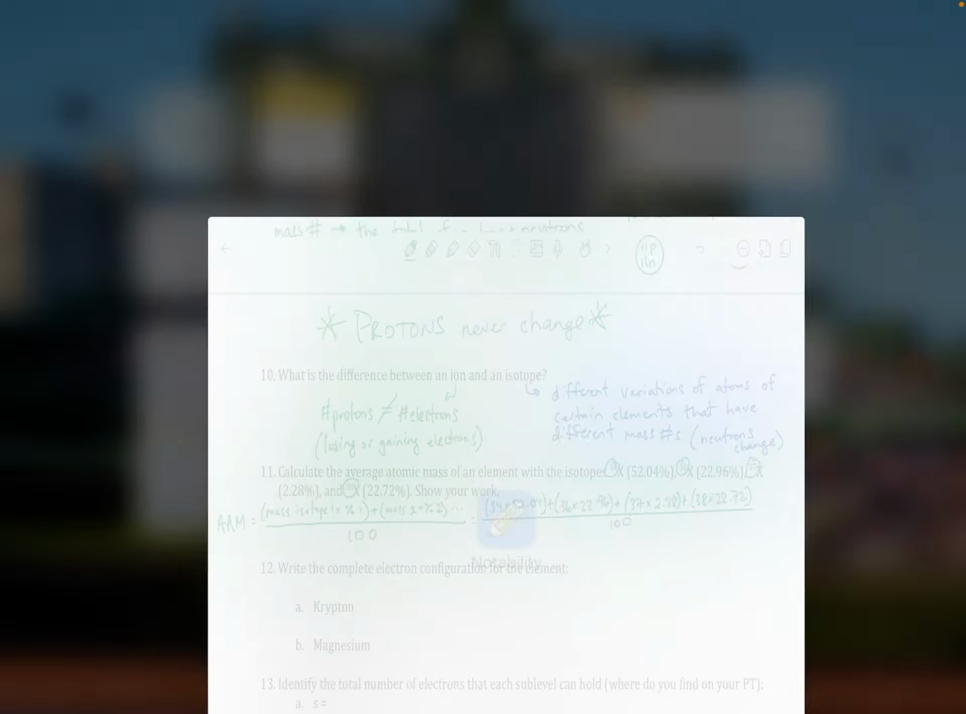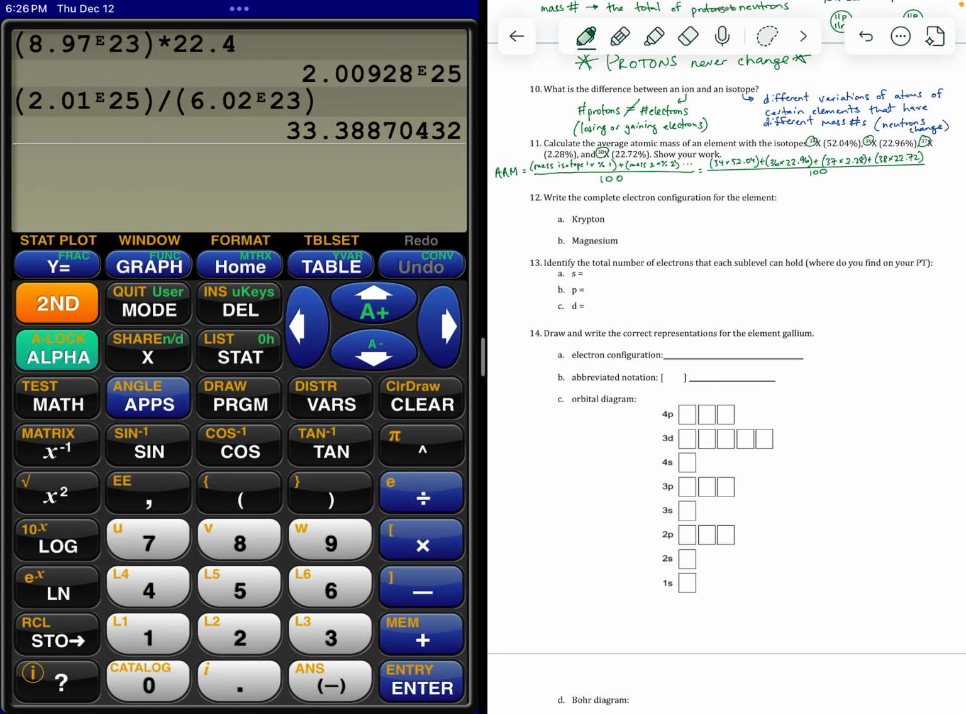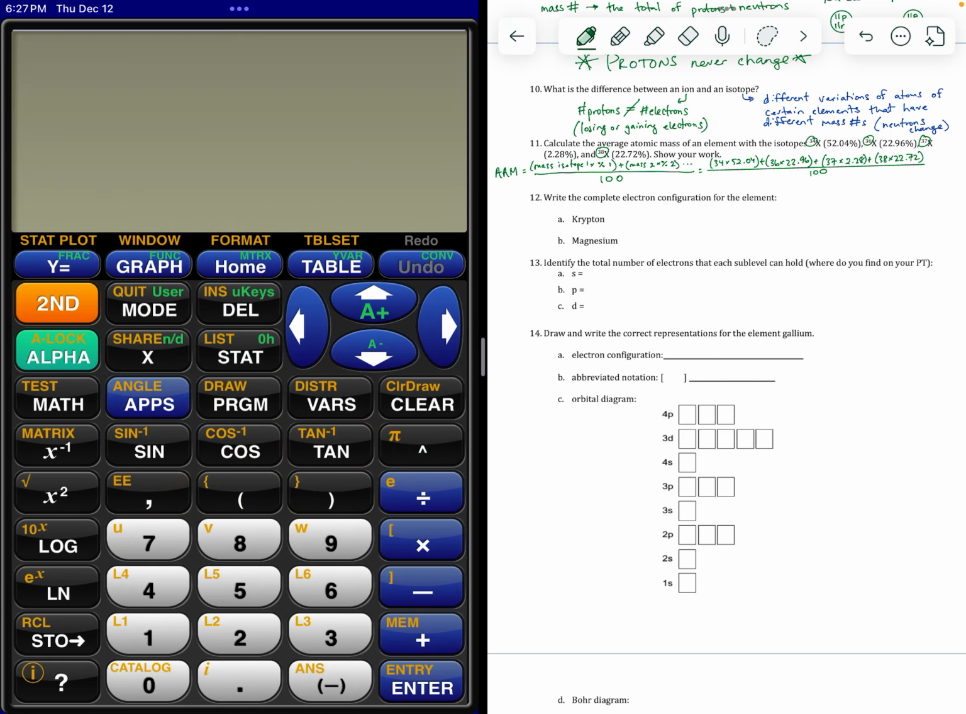And so what this looks like, if you want to do it all at once in the calculator, you can take your parentheses, that's why I use parentheses there, 34 times our 52.04 plus 36 times 22.96 plus 37 times 2.28 plus 38 times 22.72.